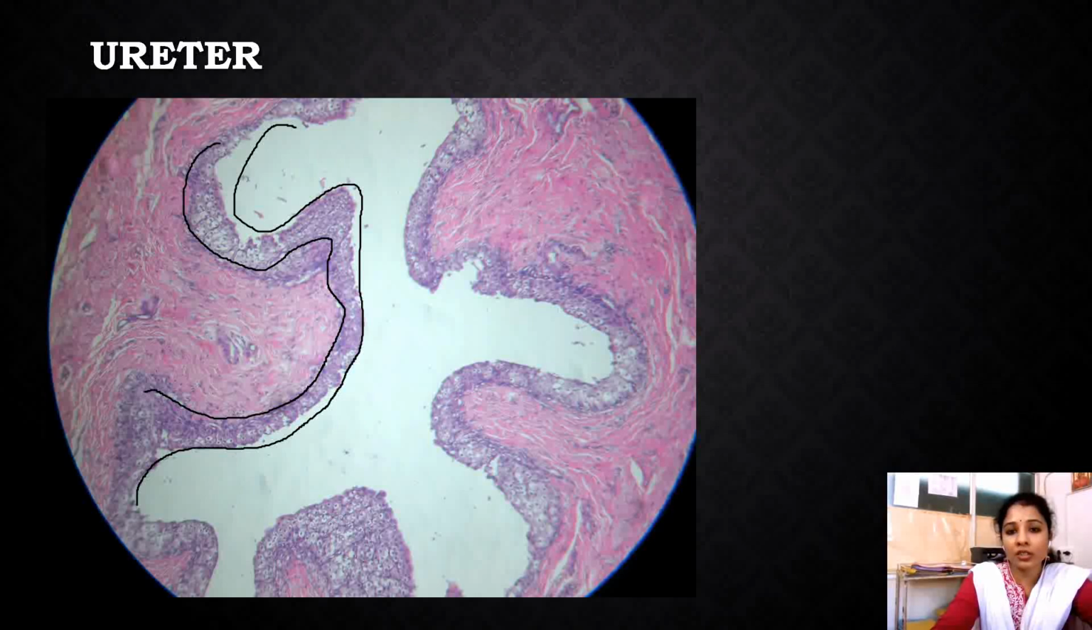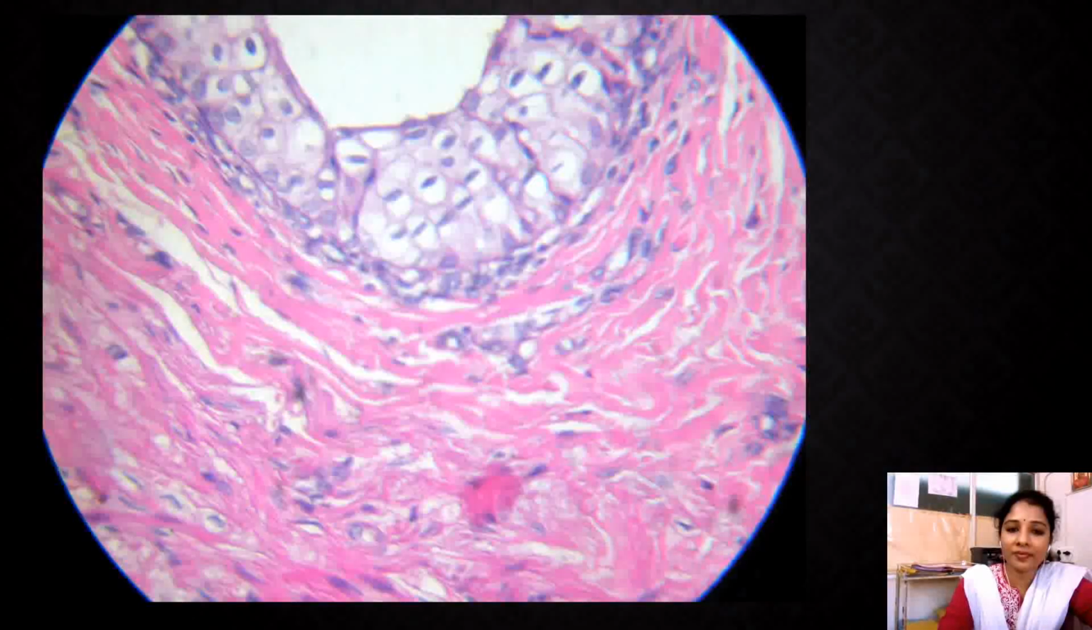So it is a muscular tube which has an inner longitudinal and outer circular layer, whereas if we see the digestive tract, it has an inner circular and outer longitudinal layer. Here in the ureter we have the inner longitudinal and outer circular.